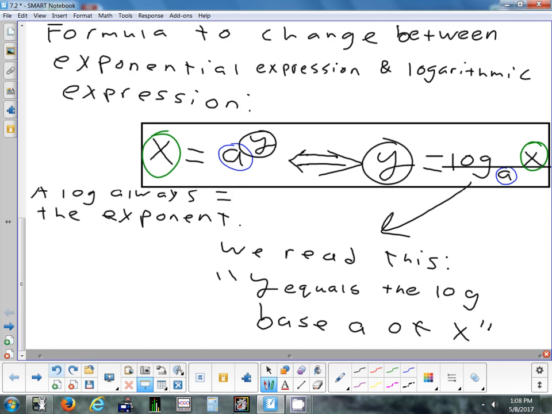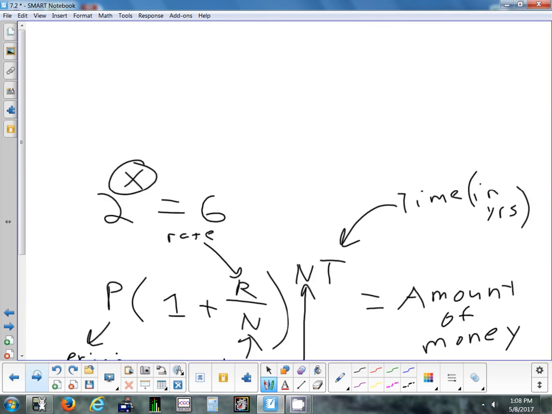So if I put up something like this, how would you read that? Yeah, Dylan? Log base 2 of 7. Perfect. Log base 2 of 7. Okay, any questions on that? All right, so let's practice a couple problems where we'll change to log form, and then a couple where we change to exponential. I think we'll start out with changing to exponential first.